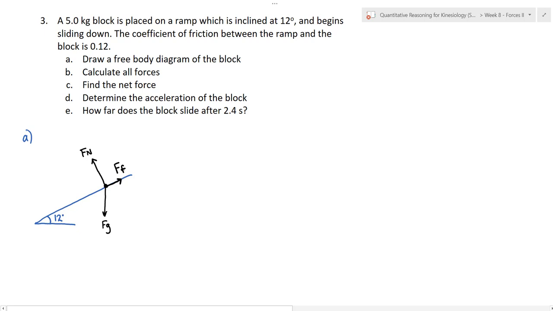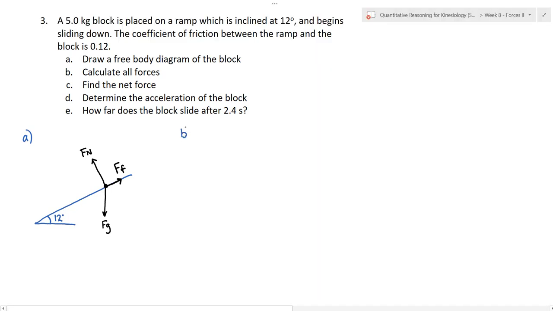Okay? Are there any other forces here that are acting on the block? There's no applied force because nobody is pushing or pulling it. There's no tension because there's no rope here at all. Okay, so that's it. All right, so that was part A. Now let's move on to part B.